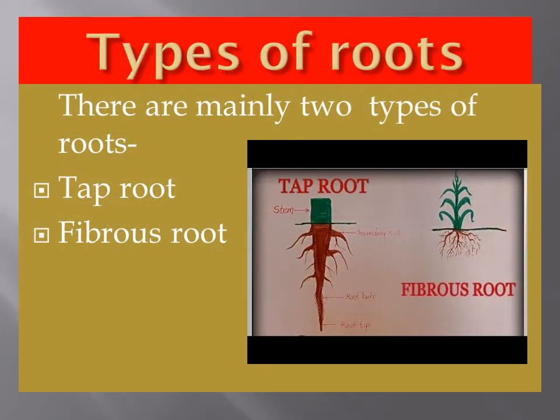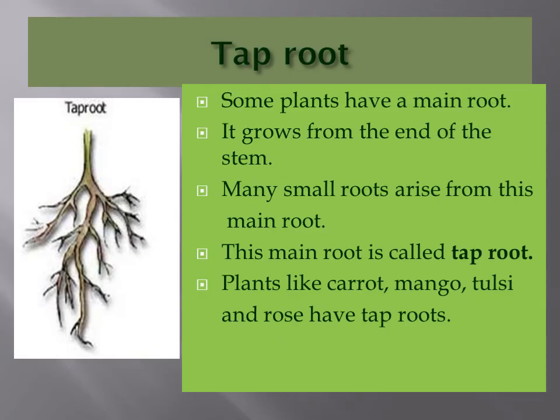Now, what are the types of roots? There are mainly two types of roots. First is taproot. You see the picture of the taproot. And the next is fibrous root. Let's start with what is taproot. Some plants have a main root. You see the picture of this taproot.